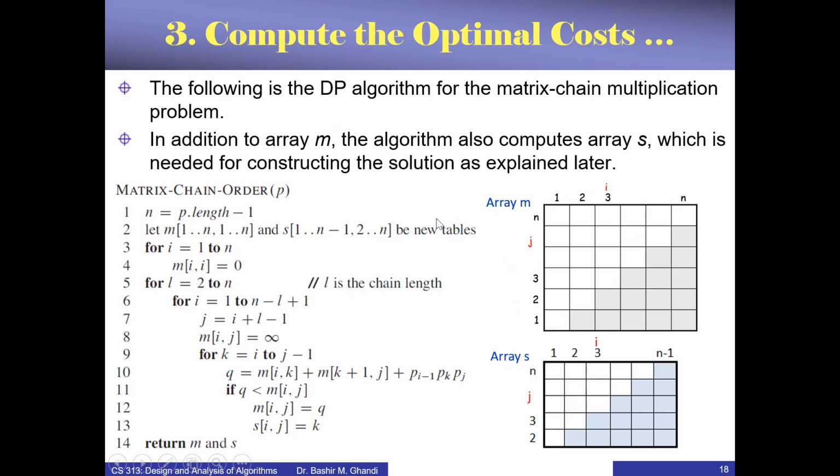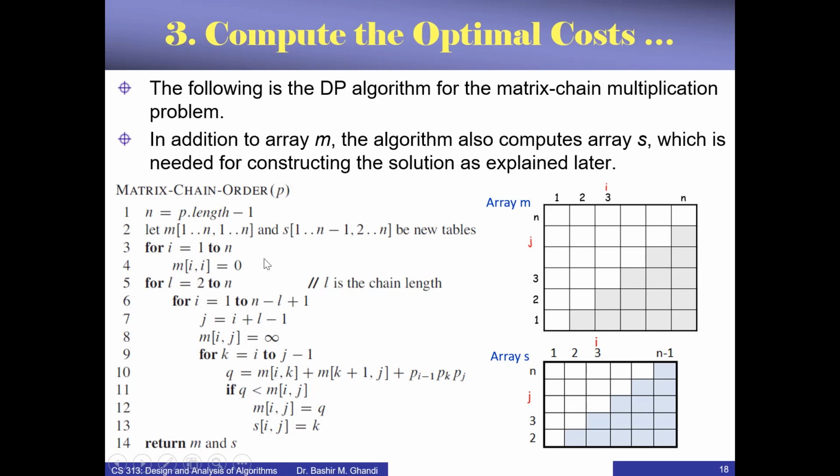Very similar to what we did in the rod cutting problem, because eventually we are interested not only in what is the minimal cost, what is the minimum number of scalar multiplications, but we want to know at what point you put the parentheses so that you get the minimal cost. To be able to do that, we need to be saving our values of k as well, in this array S.